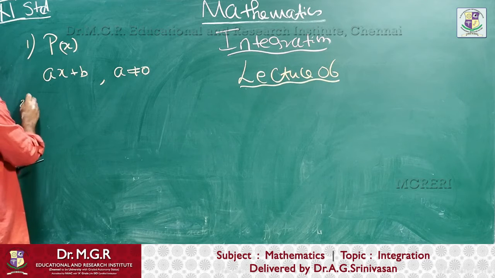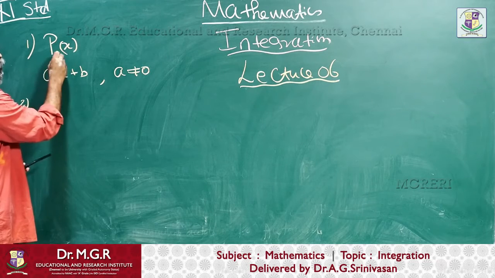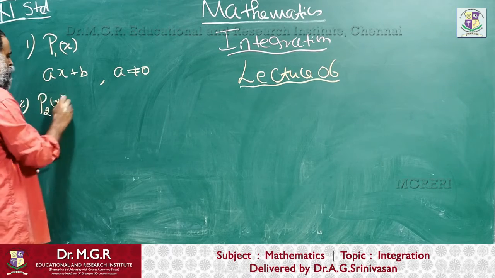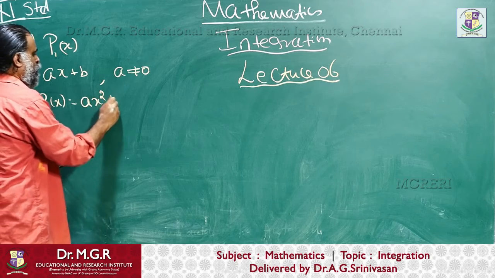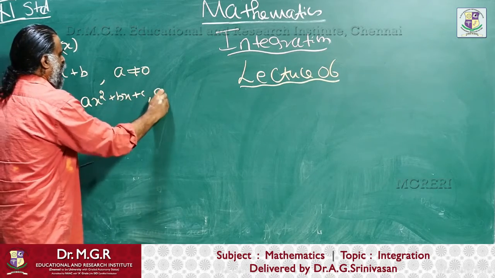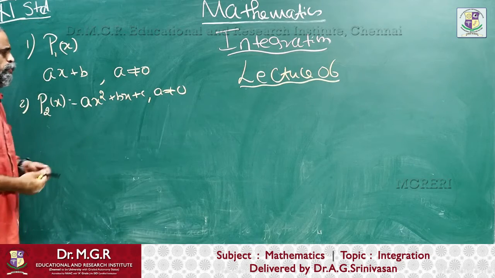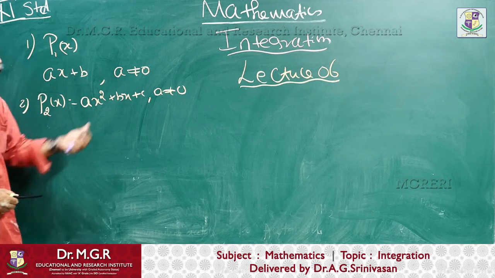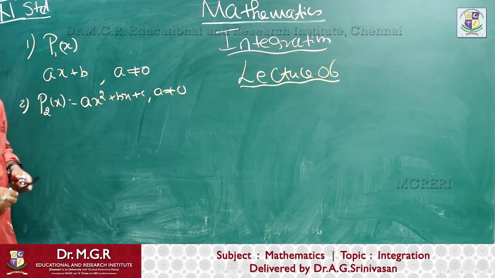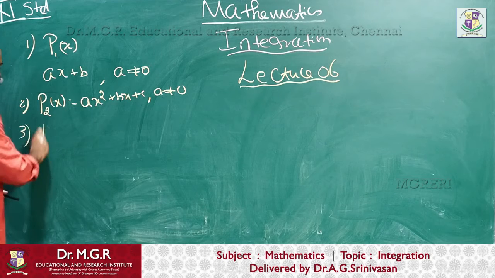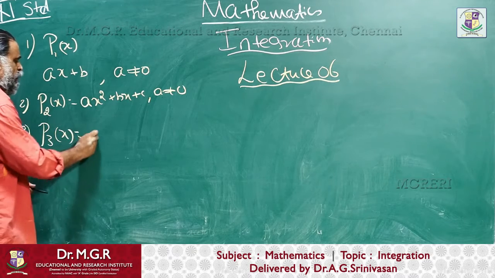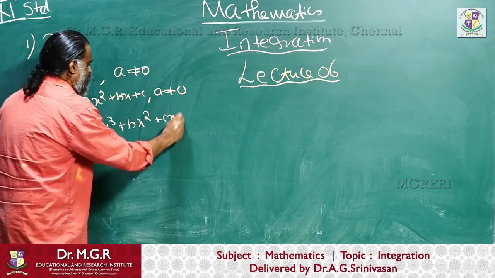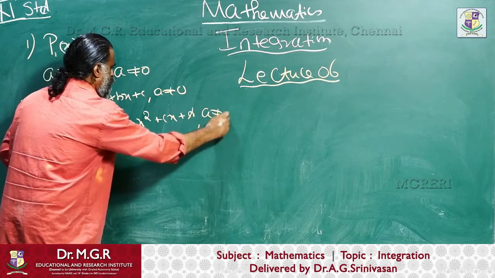Similarly, a quadratic polynomial, I will call P1 the first degree polynomial, P2 of x is equal to ax square plus bx plus c, where a is not equal to 0. As usual, if a is 0, this becomes a linear polynomial. Of course, b can be 0, that doesn't matter. Similarly, a third degree polynomial, P3 of x is equal to, let's say, ax cube plus bx square plus cx plus d, with a not equal to 0 again.